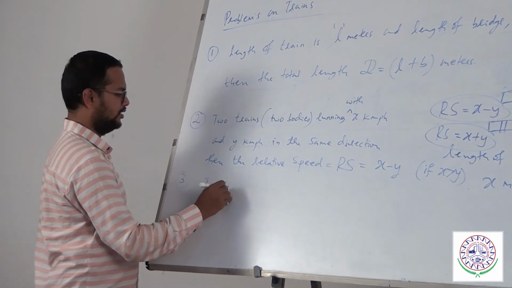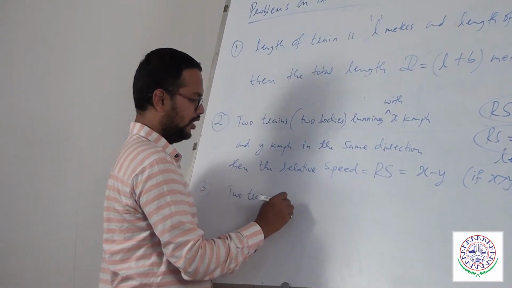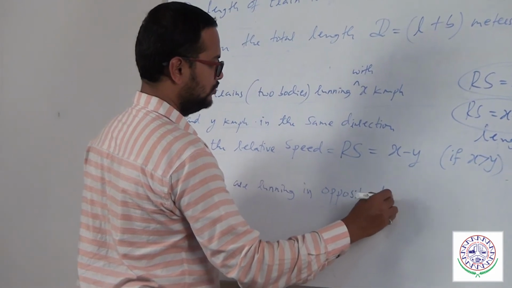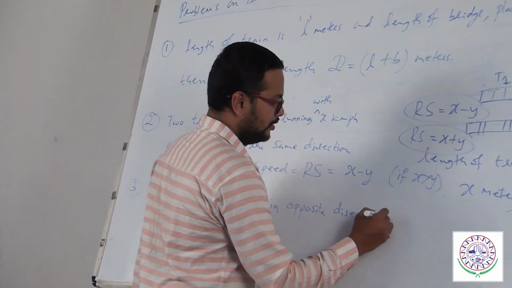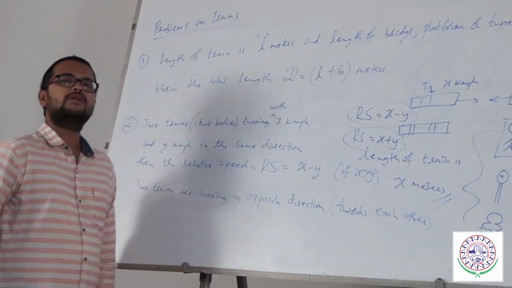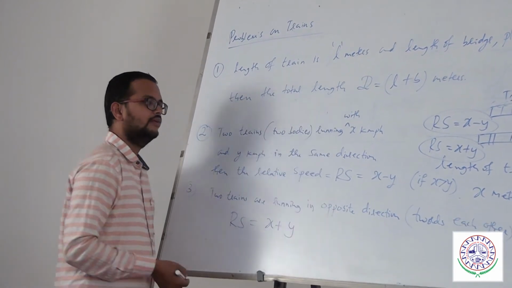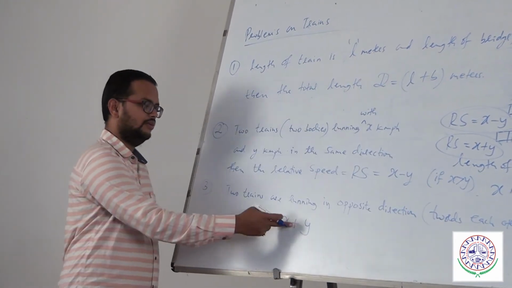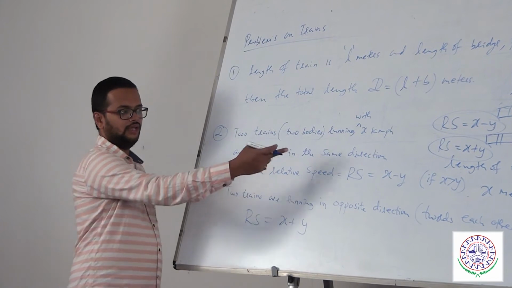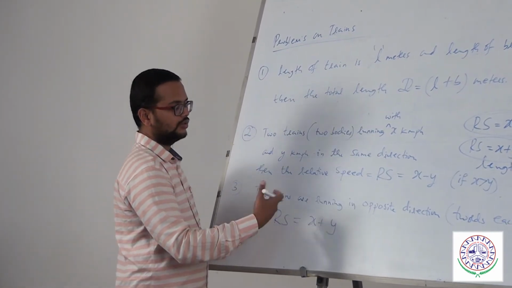Similarly, two trains, generally trains will come, or a person may be there, that's why I mentioned two bodies. Two trains are running in the opposite direction, also called towards each other. Then the relative speed will be x plus y. No matter whether x is greater than y or y is greater than x, we are adding here, whereas there we are subtracting, and speed cannot be negative. The speed never becomes negative. That is the reason x should be greater than y there. Here no such condition. Always the relative speed will be x plus y, so both the speeds are added.